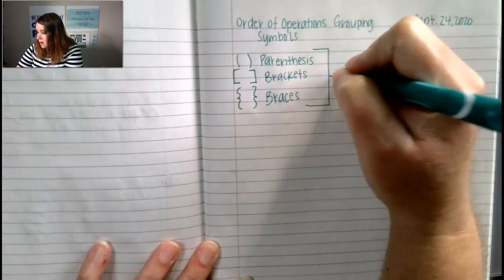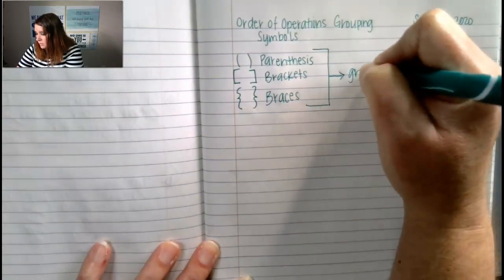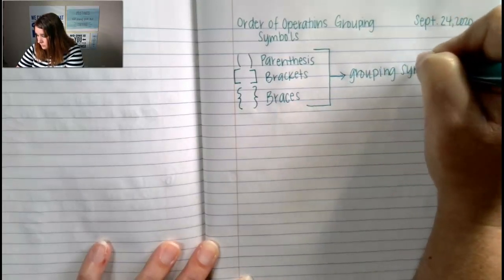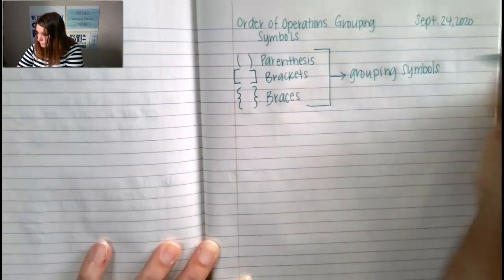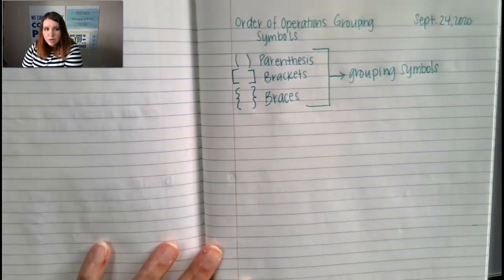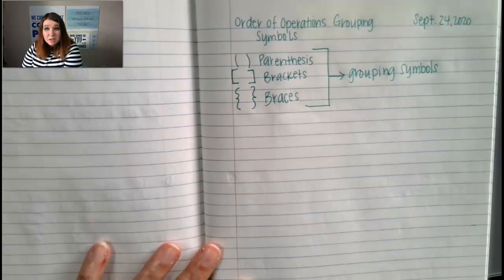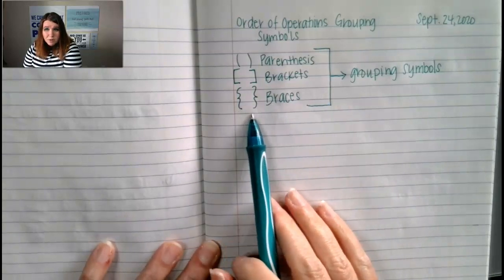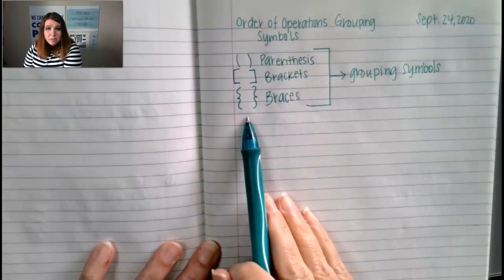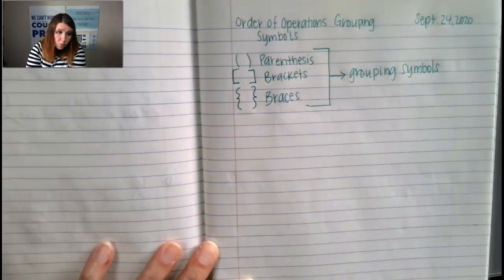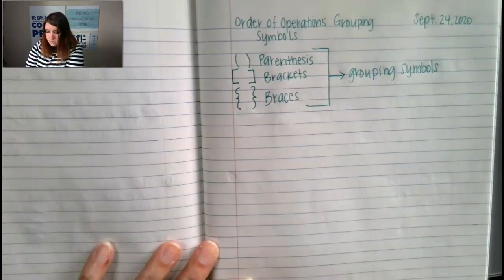All of these are called grouping symbols, and all of these are going to be used when we are evaluating numerical expressions. Sometimes in our numerical expressions you'll have multiple grouping symbols that you'll have to sort through. So, for example, let's do an example together.